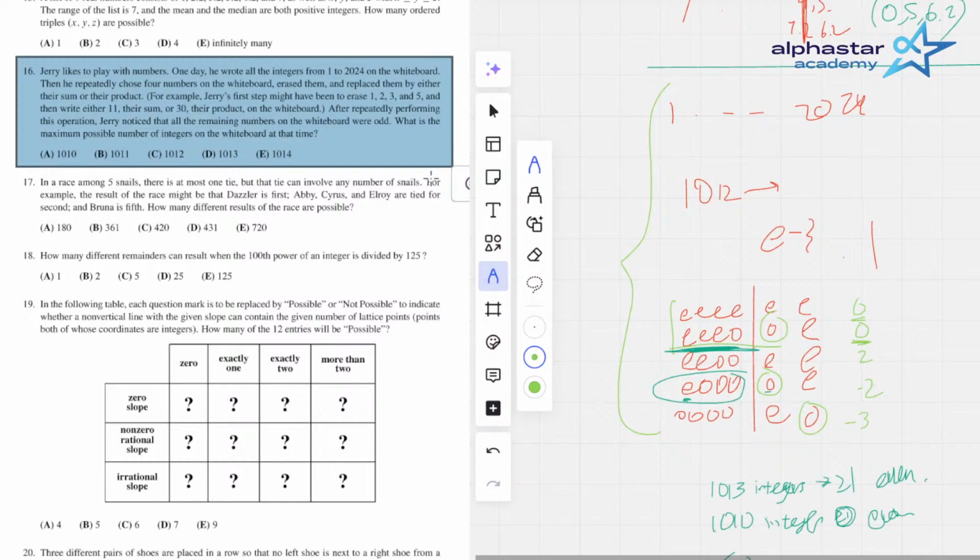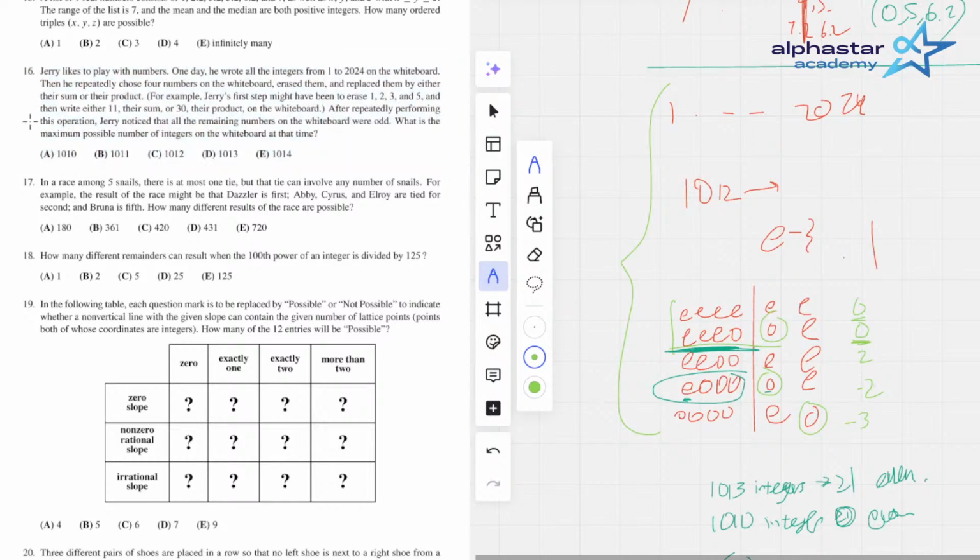Since there are 1012 even numbers to erase, we need to remove at least 1012 numbers, right? Most of which are going to be even. Which tells us that the maximum possible is if we subtract 3 until we reach a number less than or equal to 1012, which gives us our answer of A.